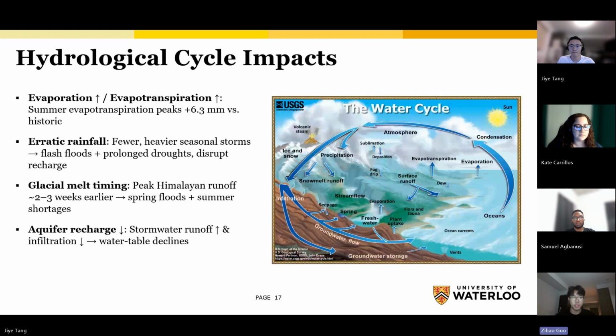Summer evapotranspiration peaks are now 6 mm above historical averages, hastening dry seasons. Monsoon and winter rains have become fewer but heavier, alternating with long droughts that undermine surface capture and groundwater recharge. Himalayan melt peaks arrive 2 to 3 weeks sooner, boosting spring floods but deepening late summer lows.